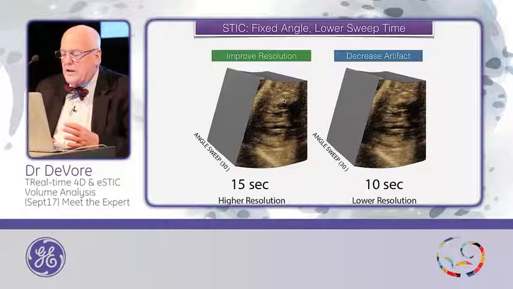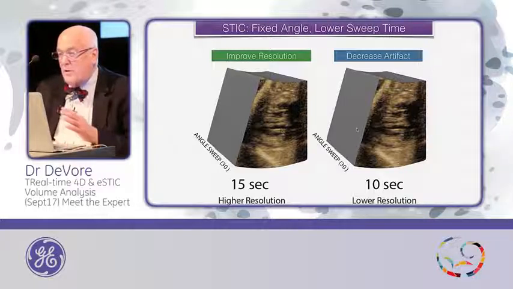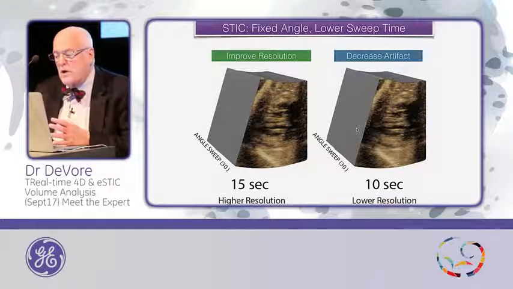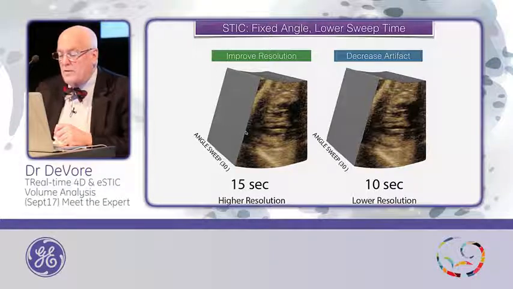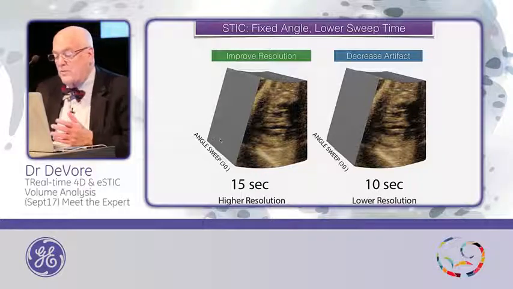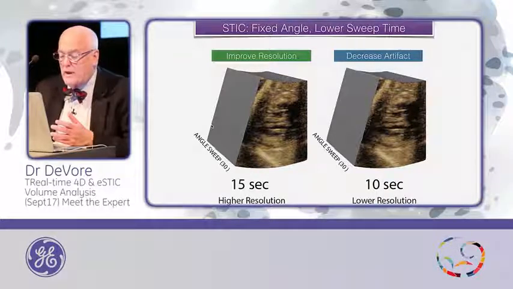Now, let me just go over this. I did this with the last talk. Let me explain a couple concepts that are potential problems with current STIC technology. If one wants to improve the resolution, you have several options. One is to increase the time that the sweep goes through the angle that you've chosen. For example, you can select sweeps of 30 degrees or 25 degrees or 15 degrees, whatever it may be.